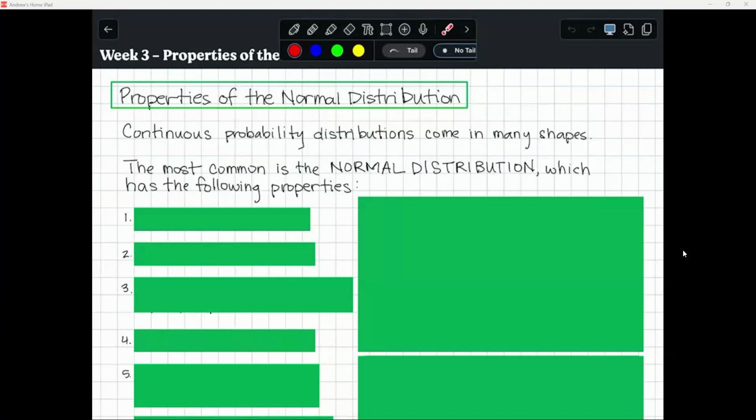Hi, everyone. This is the start to our week 3 videos, and this week we're talking about the normal distribution. So first, we're going to start with a really quick video about the properties of this distribution.